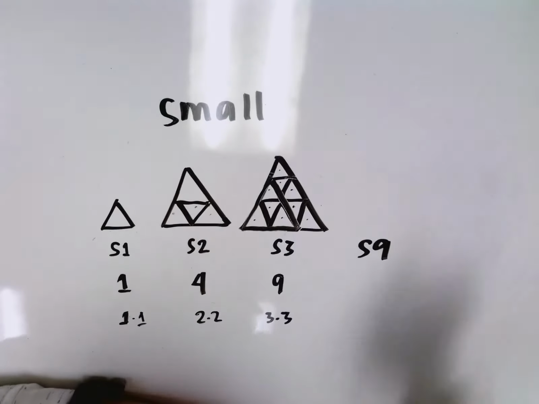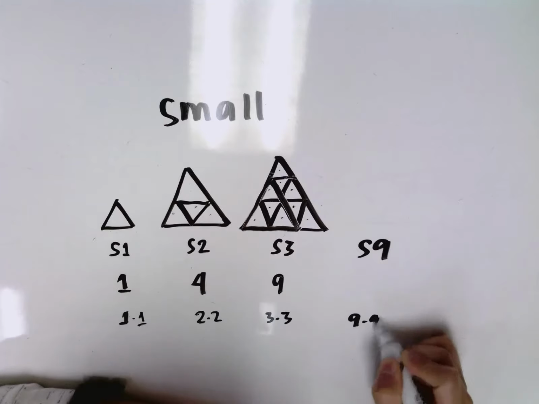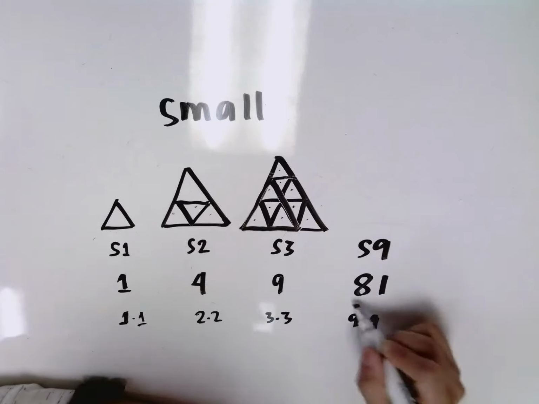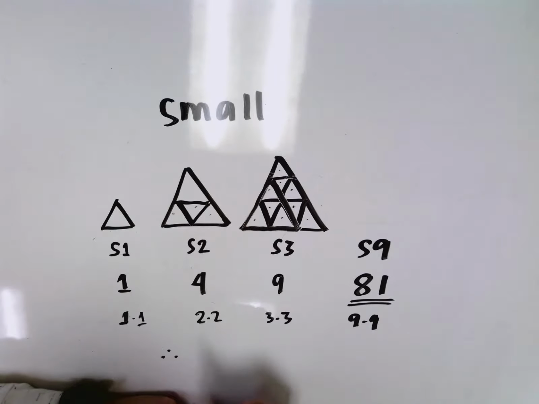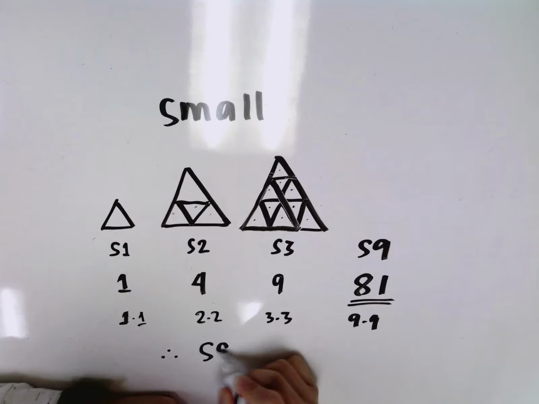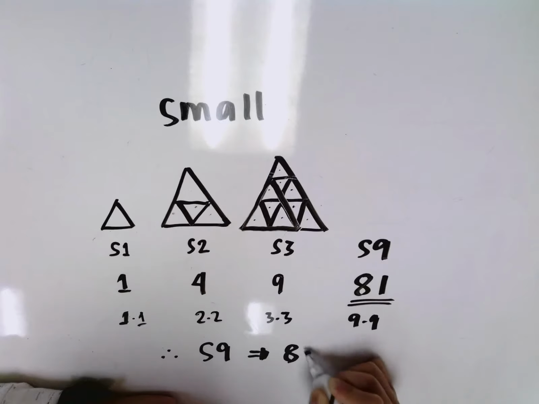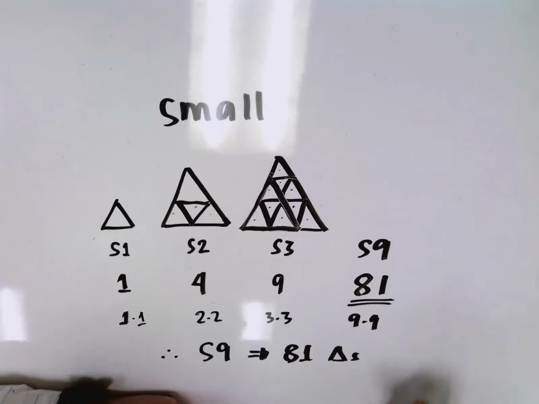And since you are being asked to get the number of triangles in stage 9, that gives you an idea that you just have to multiply 9 by itself to get the total of small triangles, which is 81. So therefore, the total number of triangles in stage 9 is 81 triangles. Okay, this is just one way.